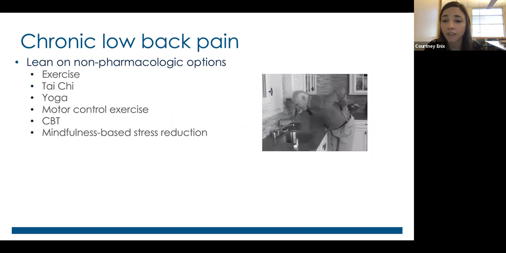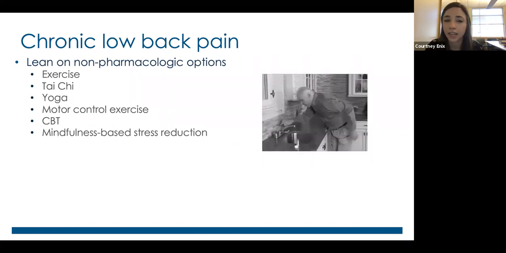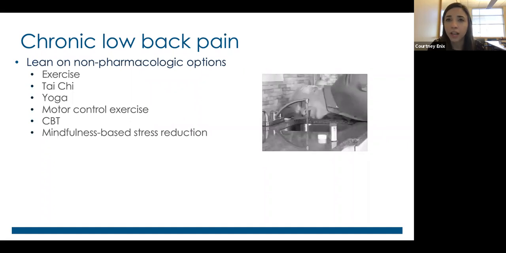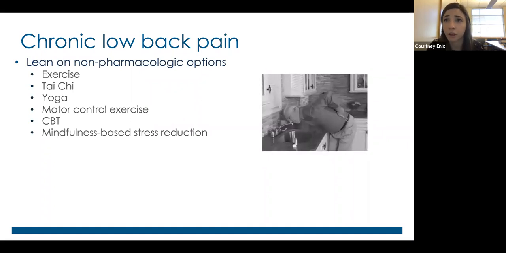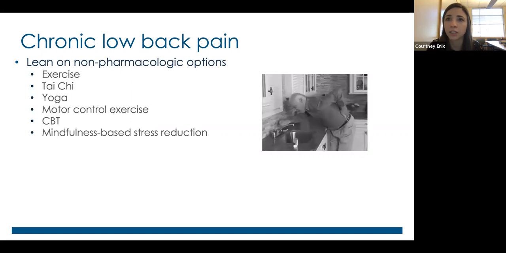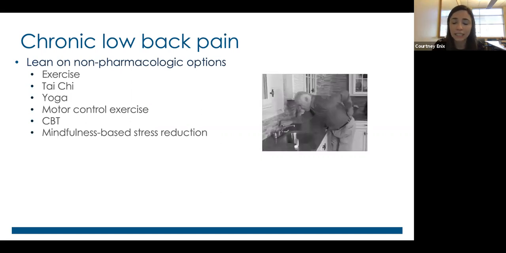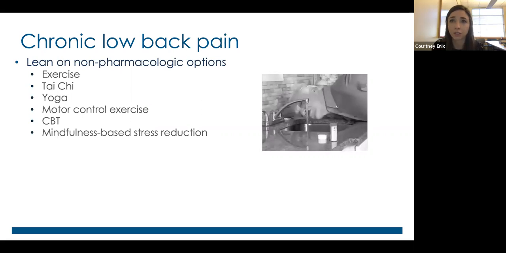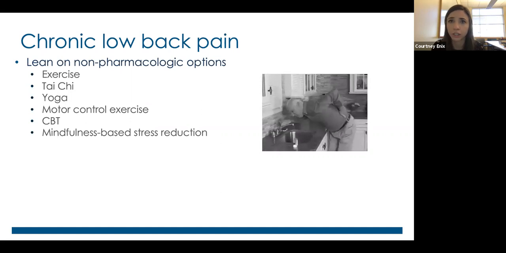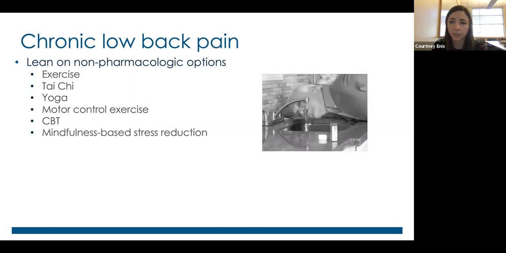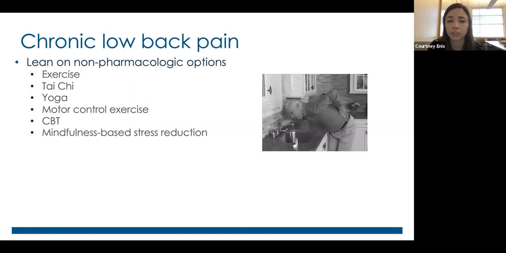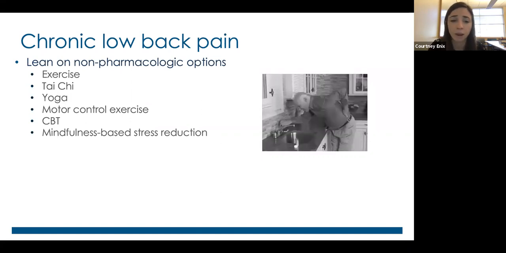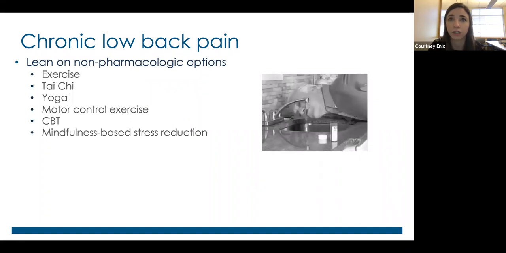The things that have evidence behind them are exercise, Tai Chi, yoga, and motor control exercise, which I will say was something I was not familiar with and have not routinely recommended to patients. MCE is how it's listed in a lot of resources. It's exercises that focus on restoring coordination, control, and strength of the muscles. I think it is exercises that focus on activation of some of the deep trunk muscles and target some relaxation for patients. CBT also has some evidence, and mindfulness-based stress reduction as well.